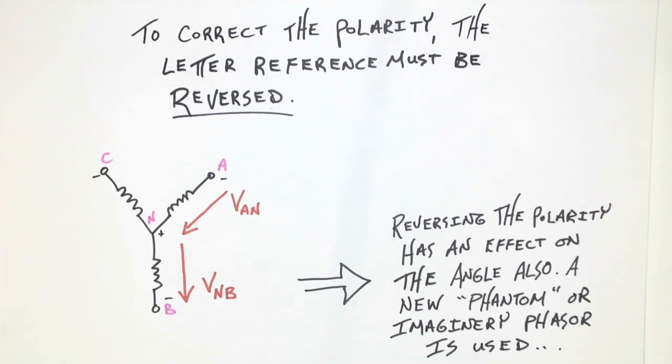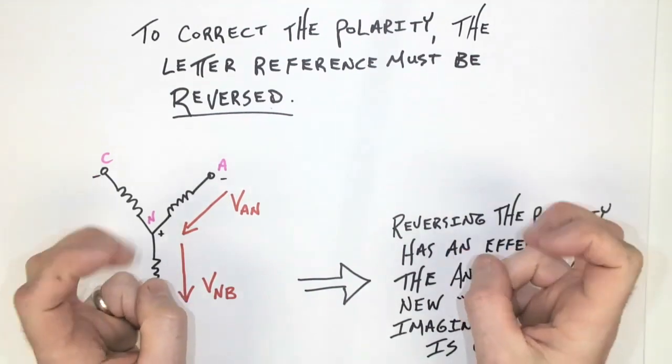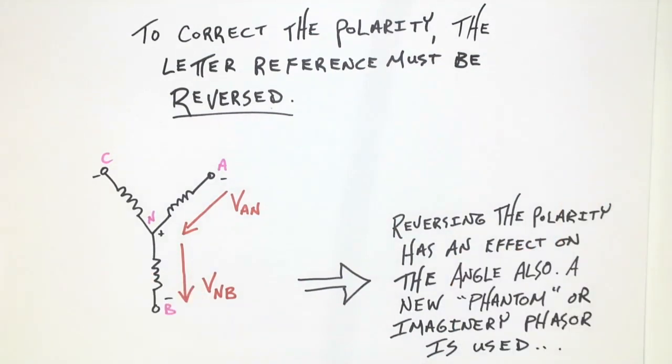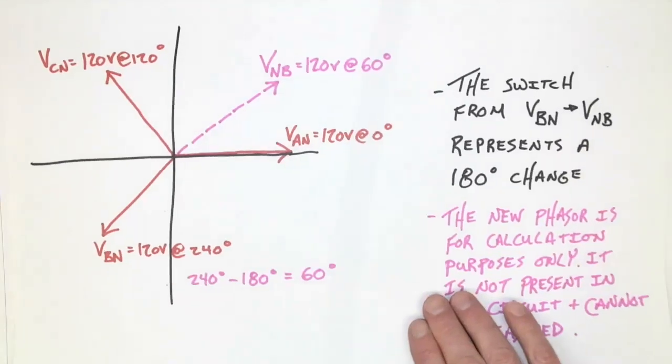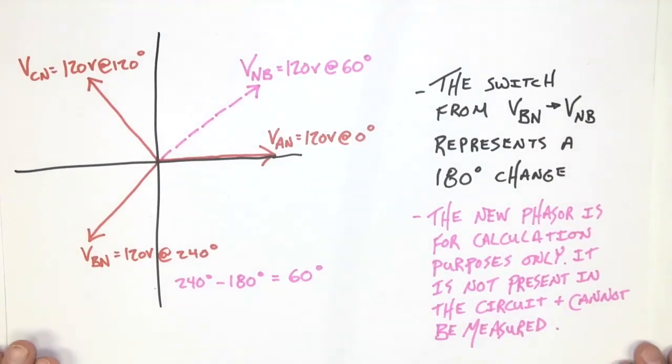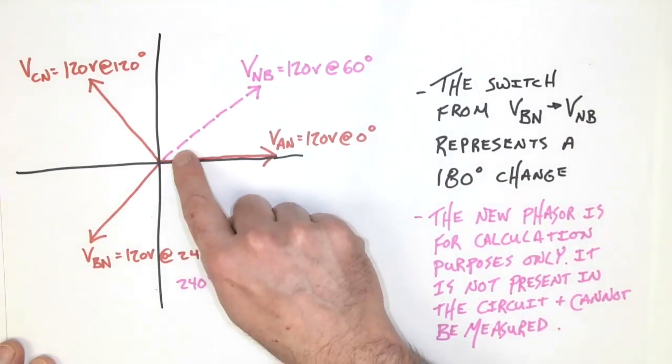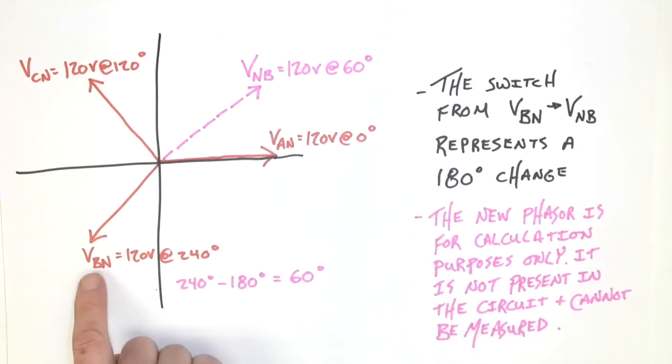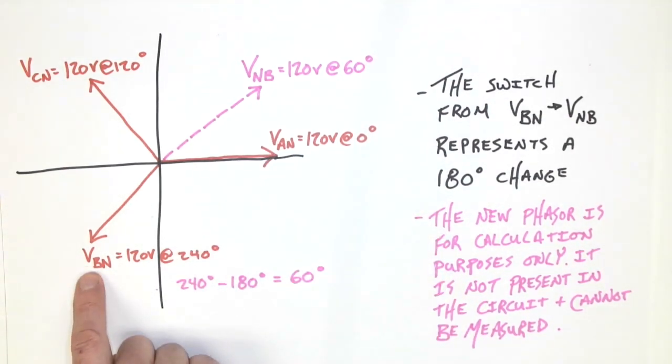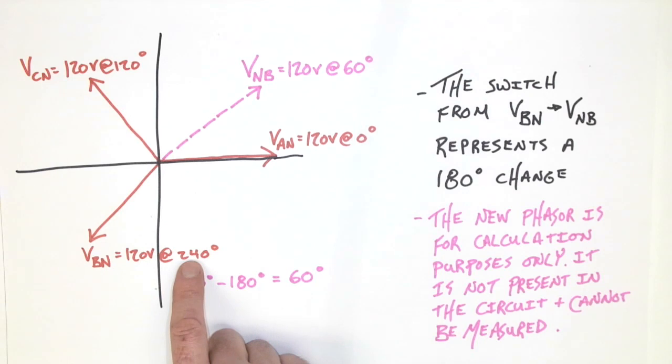A new phantom or imaginary phasor is used. So where is that? Well, this new imaginary phasor is right here. There's my voltage BN, the original, 120 volts at 240 degrees. And we have changed the polarity artificially on paper so that we can effectively calculate this 208 value.